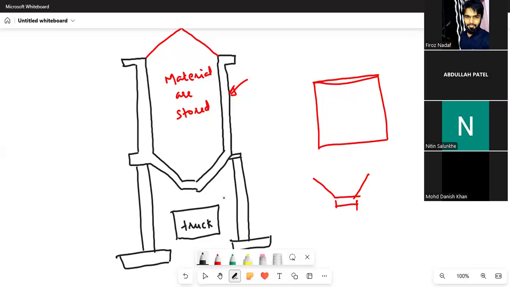So what we have to design in the syllabus is the vertical side wall, and we also have to design the hopper bottom.